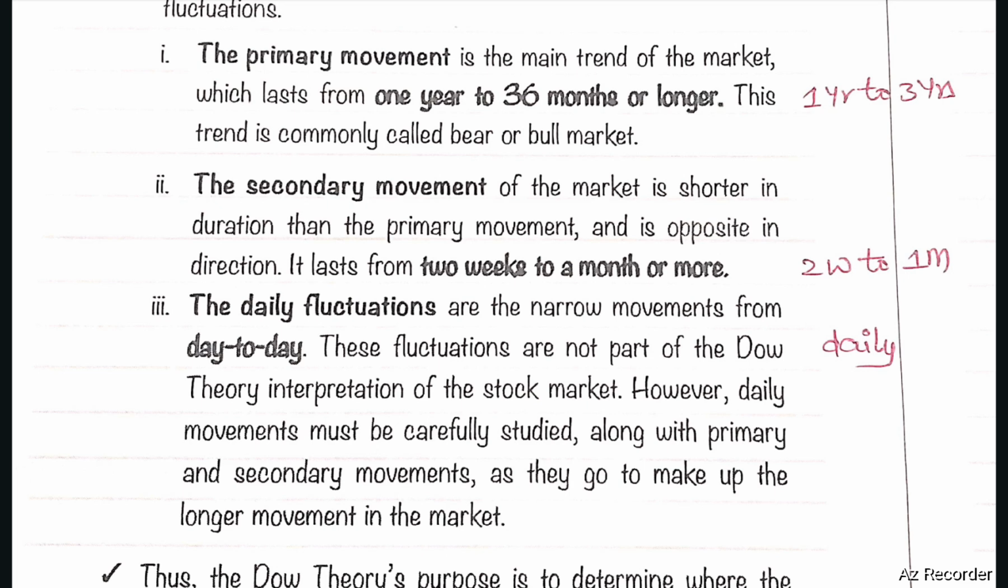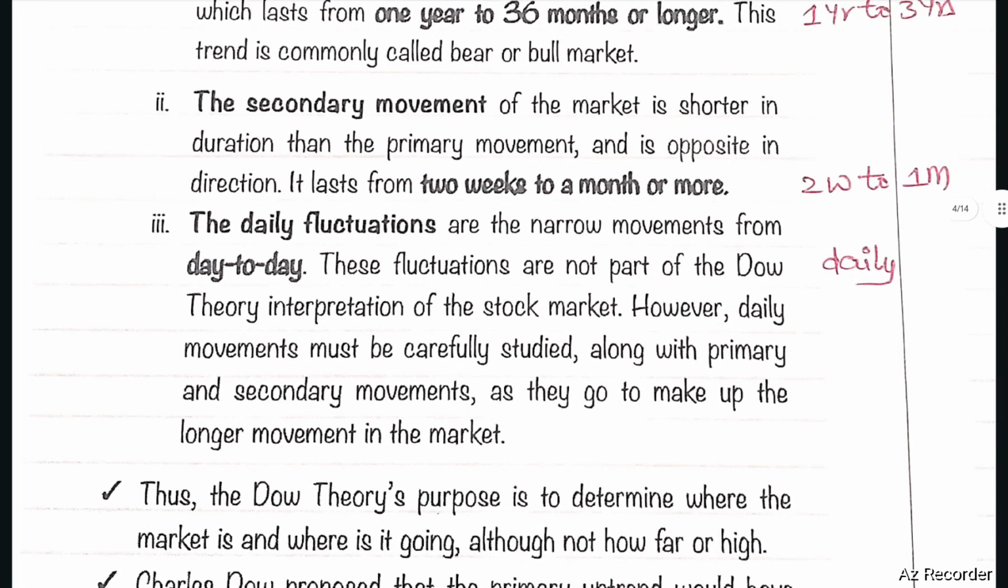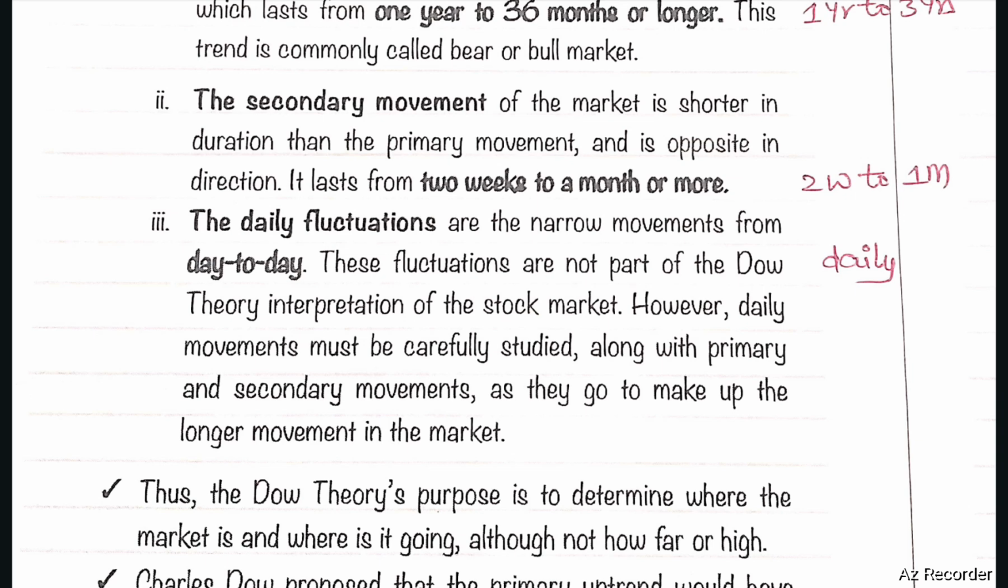The secondary movement. The secondary movement of the market is shorter in duration than the primary movement and is opposite in direction. It lasts for 2 weeks to 1 month or more. Daily fluctuations. Daily fluctuations are the narrow movements from day to day. These fluctuations are not part of a Dow theory interpretation of the stock market. However, daily movements must be carefully studied along with primary movements and secondary movements as they go to make up the longer movement in the market.